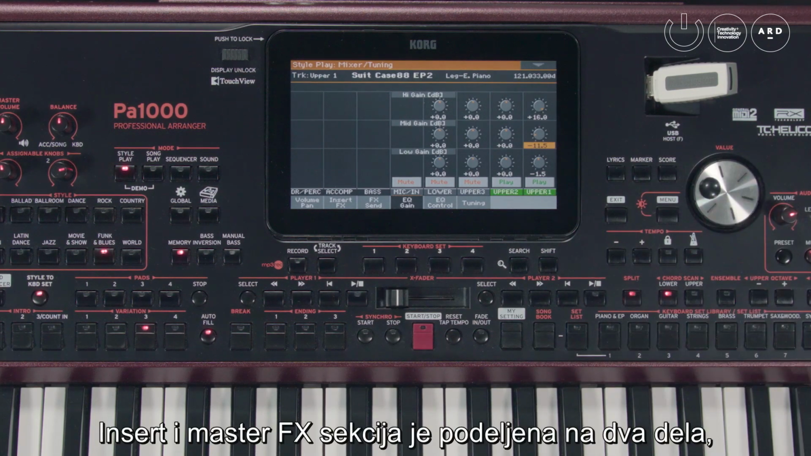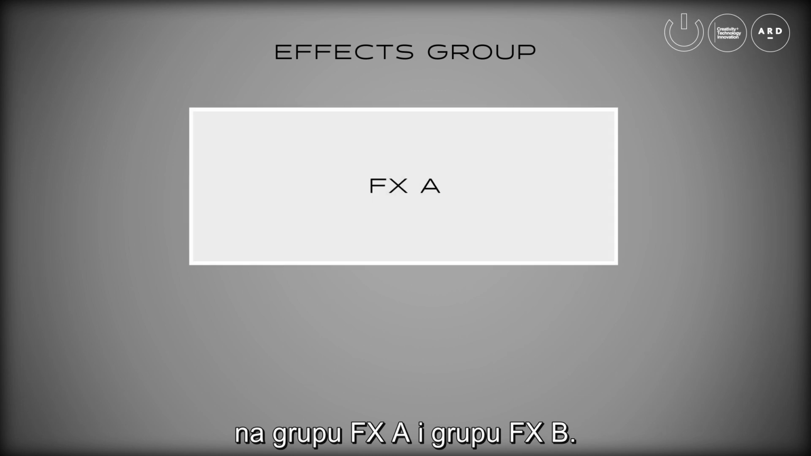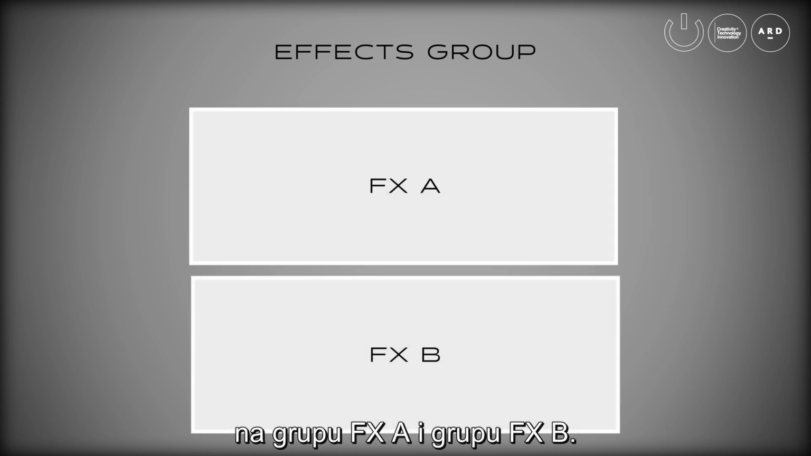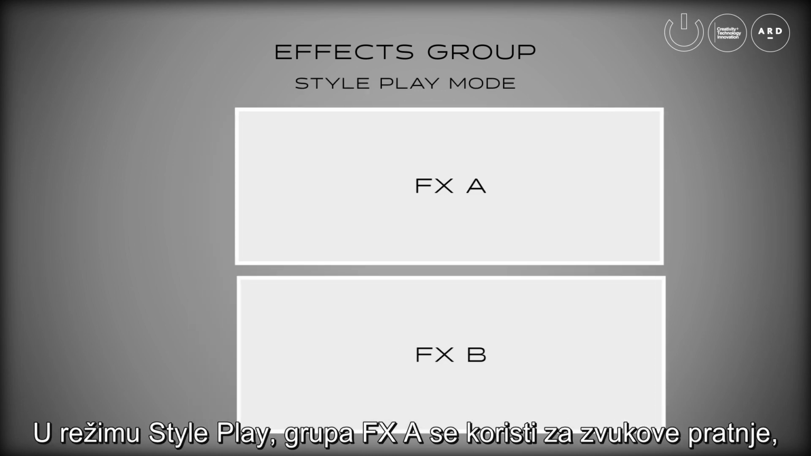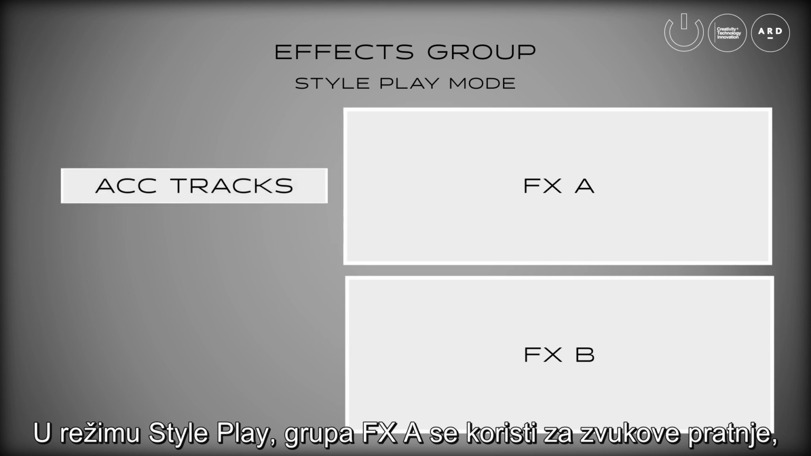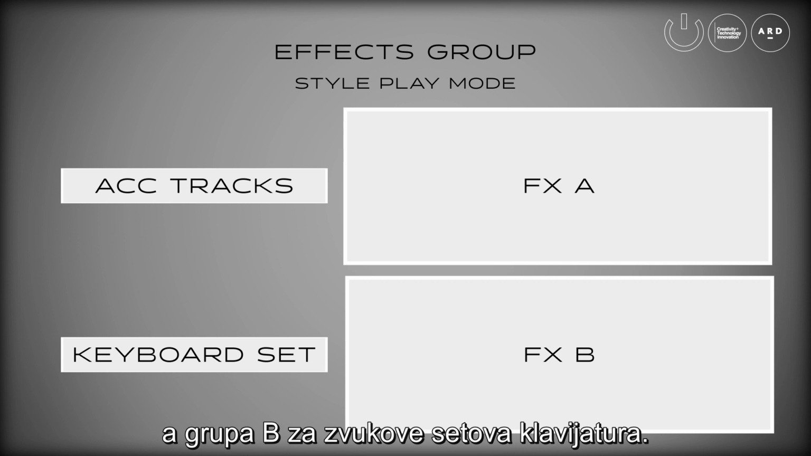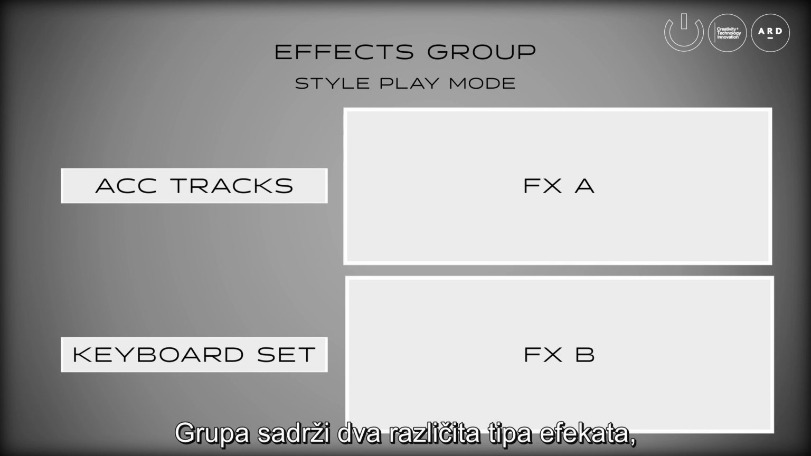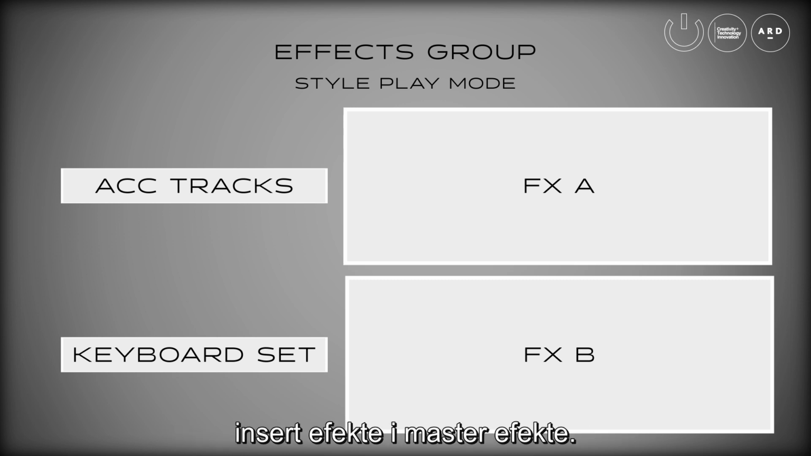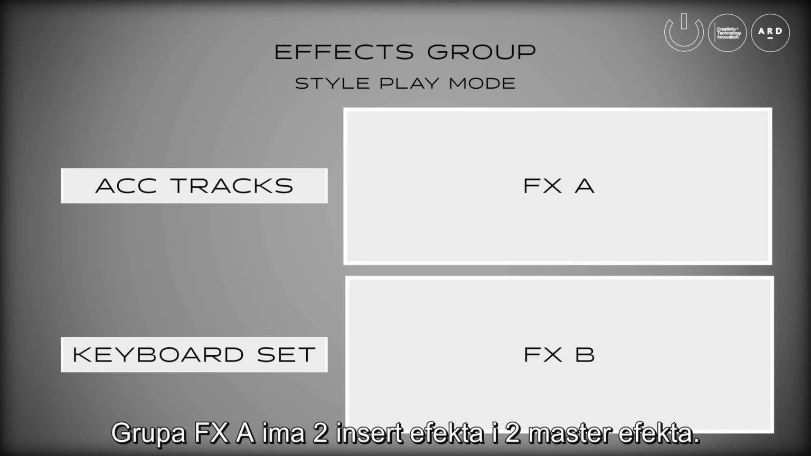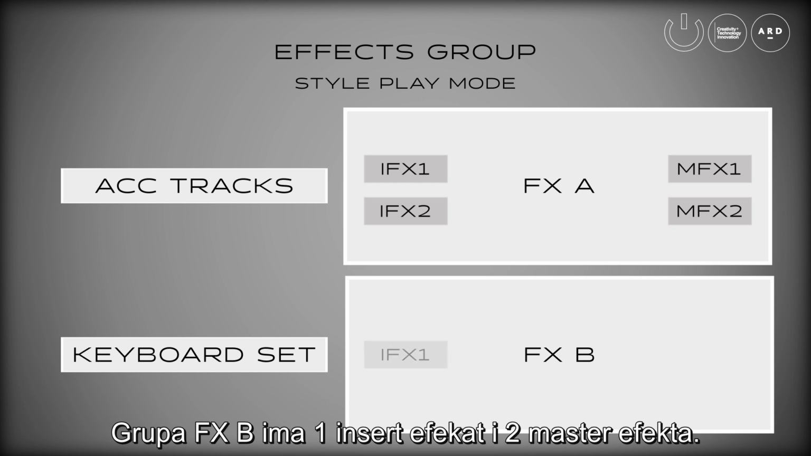The Insert and Master Effects section of the PA1000 is divided into 2 parts, Effects Group A and Effects Group B. In Style Play mode, Effects Group A is used for the sounds of the accompaniment tracks, and Effects Group B is used for the sounds of the keyboard set. An effects group has 2 different types of effects, Insert Effects and Master Effects. Effects Group A has 2 insert effects and 2 master effects. Effects Group B has 1 insert effect and 2 master effects.